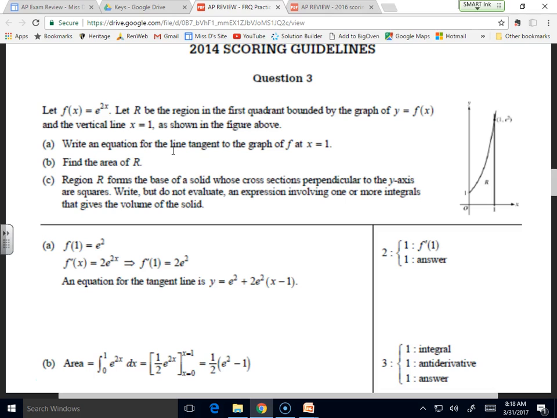Derive the function. Plug in 1. Do not use e to the 2x as a slope. You must have a number as a slope. If you have an x times an x, that is no longer a line. A quadratic, a cubic, an exponential, who knows what you have. But if you keep an x here, you just mess up your line. You must plug in 1.